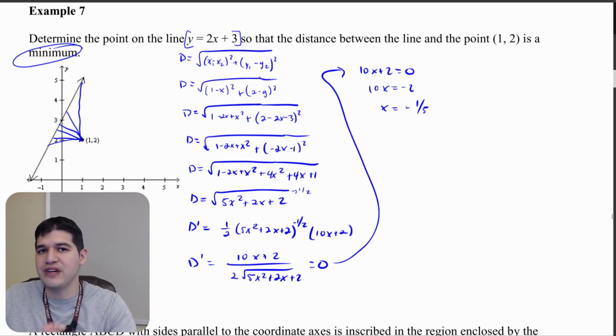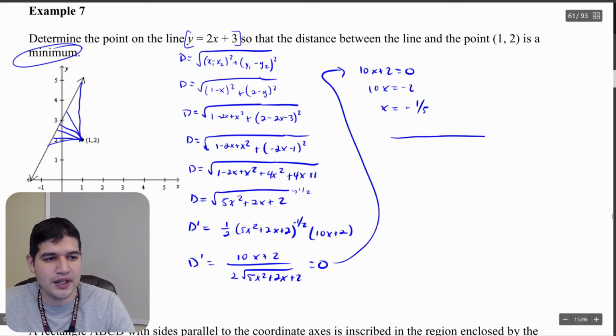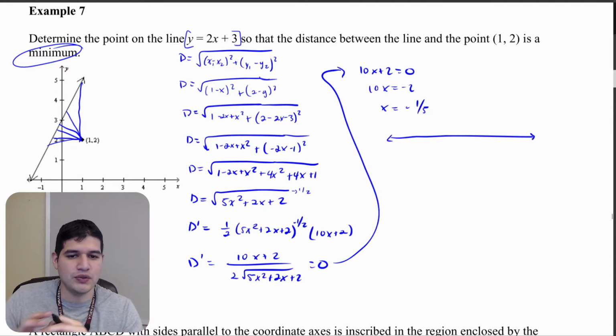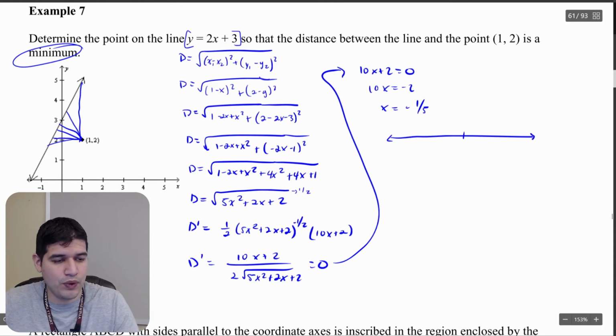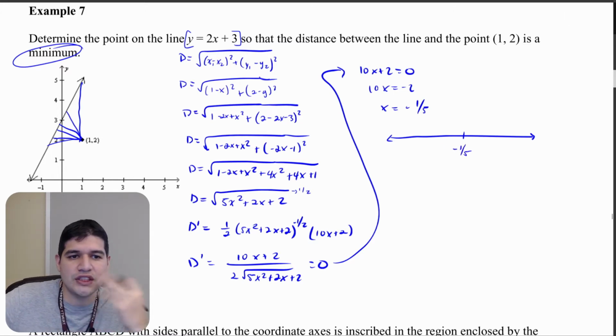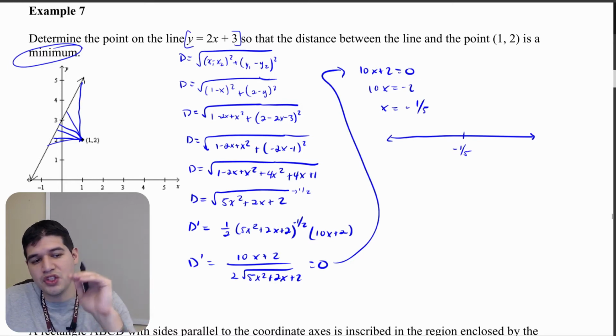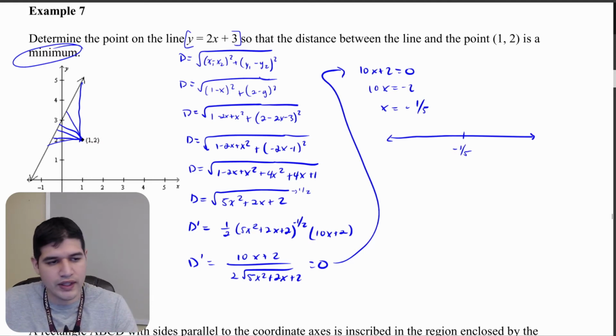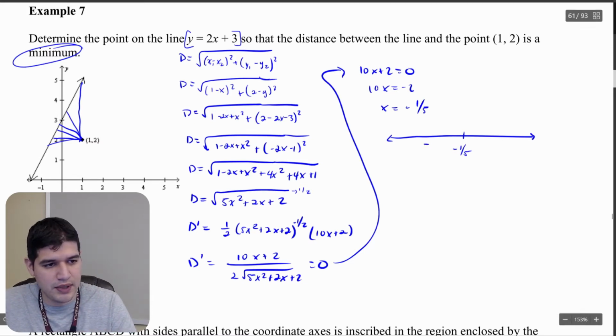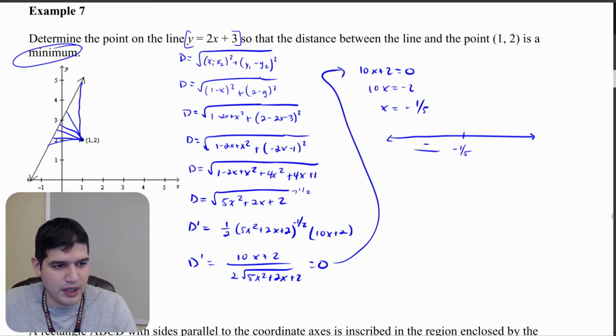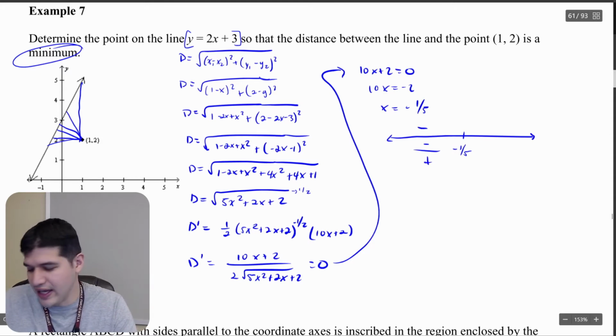We now need to prove that that is a minimum. We are going from negative infinity to positive infinity because we have no restrictions on the domain. We put in our critical value, negative 1/5. For any value less than negative 1/5, let's just do negative 1. If I substitute that into my fraction, (10x plus 2) over 2 times the square root, I'm going to get a negative in my numerator, and in my denominator it's going to have to be positive. So this comes out to be all negative.